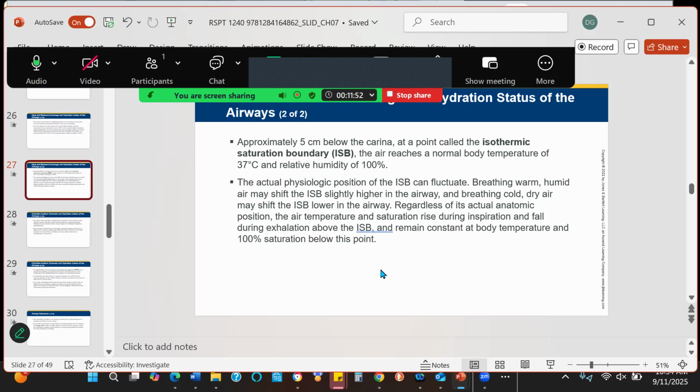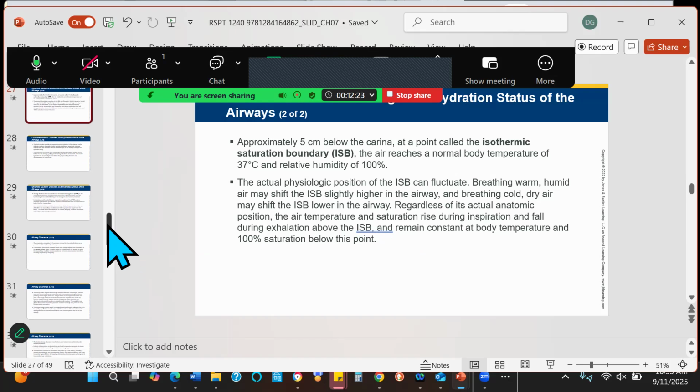Isothermic saturation boundary. This is a point about 5 centimeters below the carina, and this is where air reaches normal body temperature and relative humidity. So it is remarkable how your lungs will do this. Now, one of the reasons I ask you guys about mouth breathing is that if you're breathing through your mouth, this function does not work nearly as well. This is why we need to get our patients to be able to breathe through their nose, even if that requires some surgical intervention. If there are polyps or deviated septum or something that won't let the patient breathe through their nose, we need to fix that.